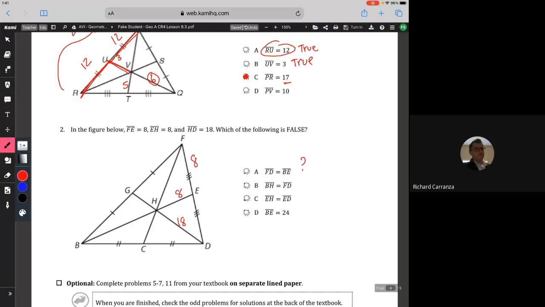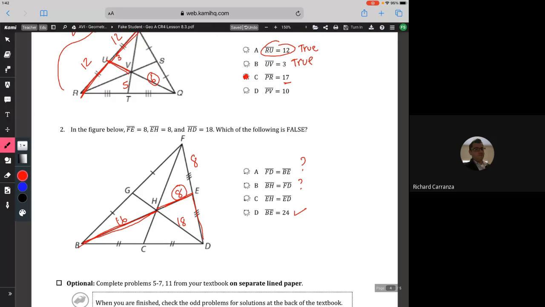BH is equal to FD. We do know that part. BH is equal to F. Actually, that part, I don't know if there's a theorem that allows us to say that BH is equal to FD. EH is equal to, let's see, if this is 18, then this would be double, so that would be 16. 8 plus 16 would be 24. So that one is correct.